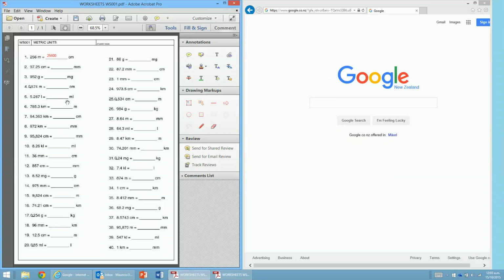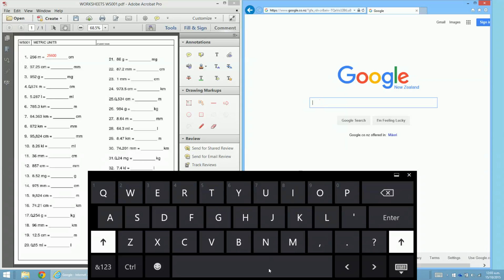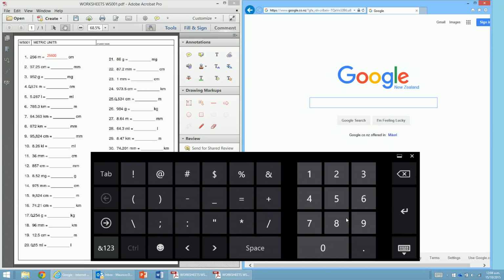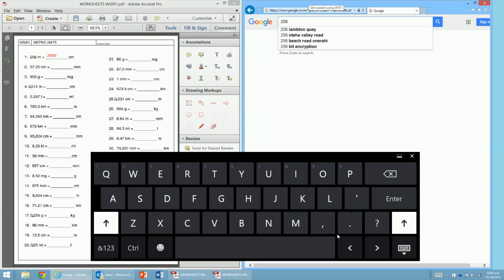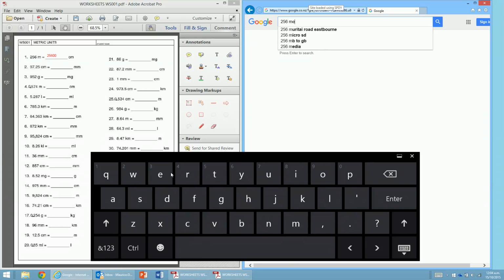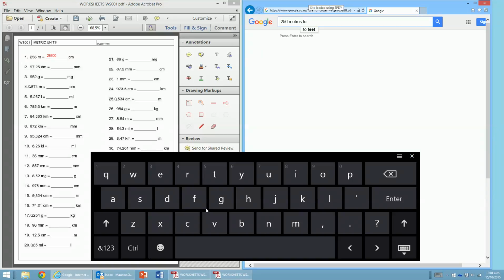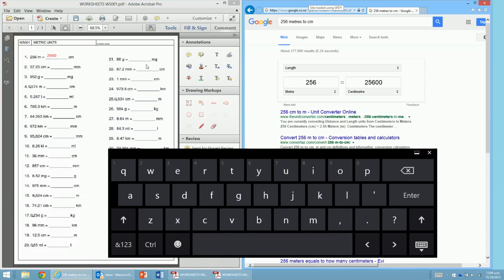And one way of checking it is to use Google. You can just go to Google, and I'm going to use my online keyboard here. You can just put in there what you want. So perhaps bring that up a little bit higher so that it can be seen. I'm going to put in 256 metres to centimetres, and I'll just push enter, and there it is. It comes right up there for you, 256. They're just confirming what we've done.